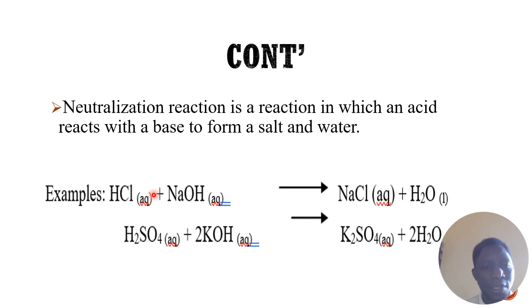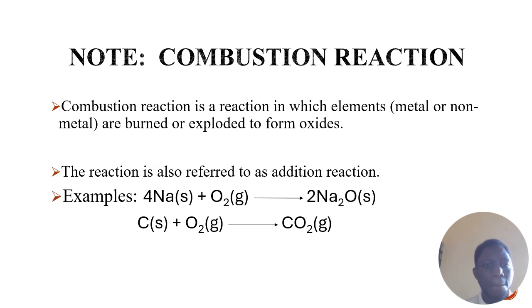Here we have examples. Hydrochloric acid with sodium hydroxide produce sodium chloride and water. Sulfuric acid and potassium hydroxide produce potassium sulfate and water. Here we have a notable. We have to note, to remember this.